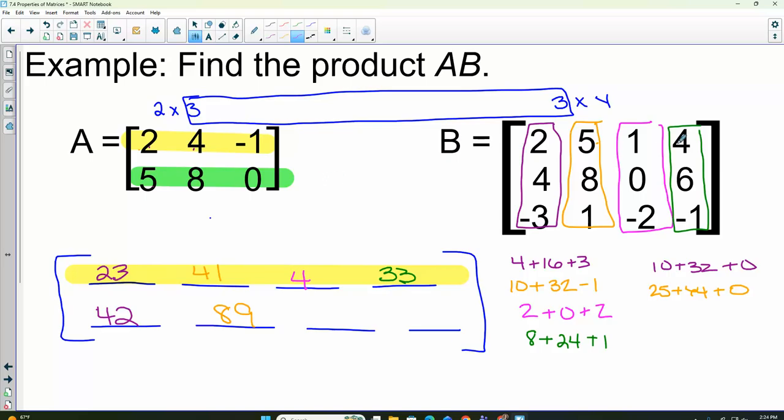Third one. 5 times 1 is 5. 8 times 0 is 0. 0 times negative 2 is 0. We get 5. Last one. 5 times 4 is 20. 8 times 6 is 48. 0 times negative 1 is 0. And we get 68.